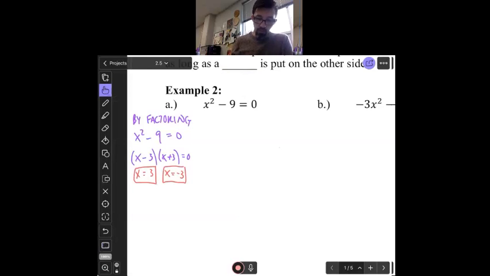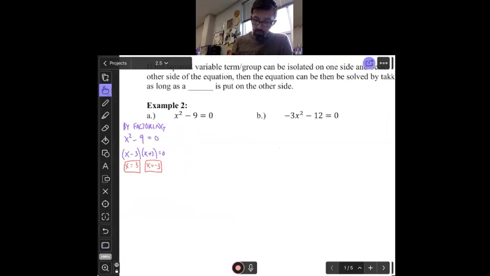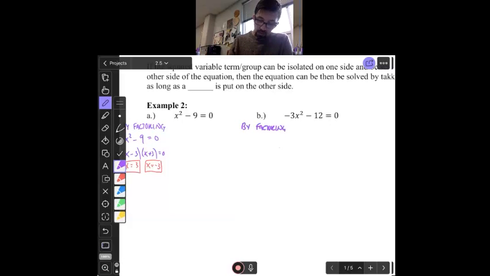But if we looked at a problem like B and said, hey, let's solve that one by factoring, right? And so I say, well, negative 3x squared minus 12 equals 0. Okay, we'll start with the GCF. They both have a negative 3 in them, so I take that out. That leaves me with x squared plus 4. Right?